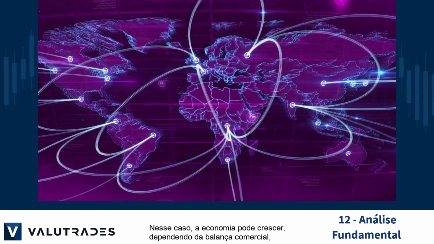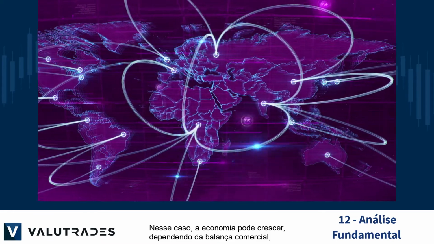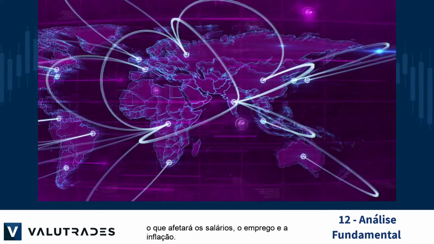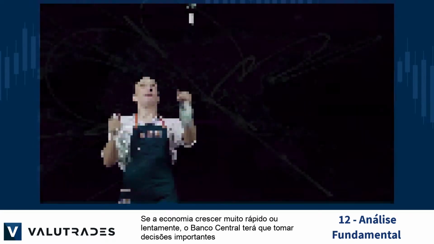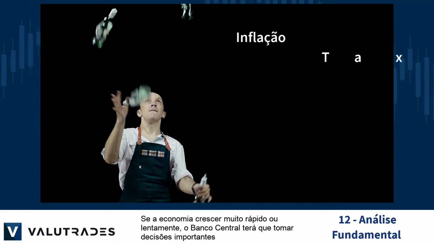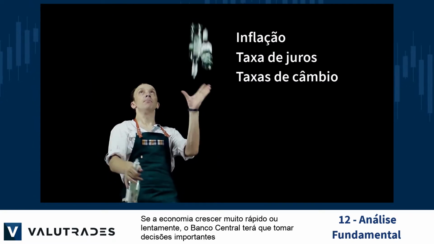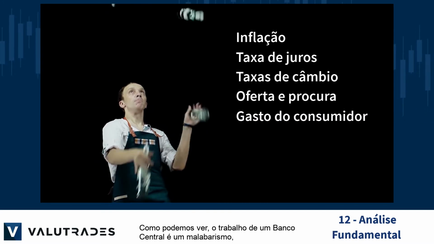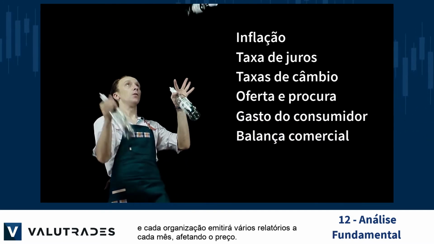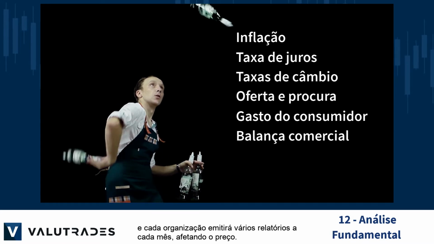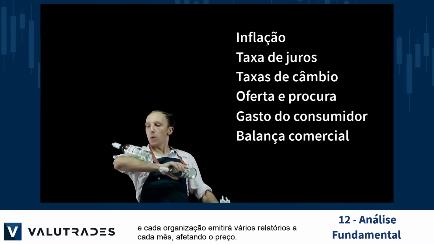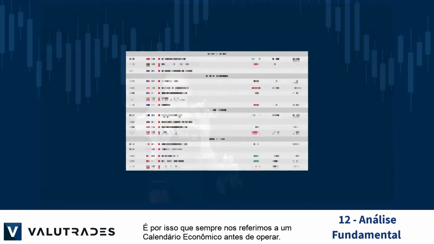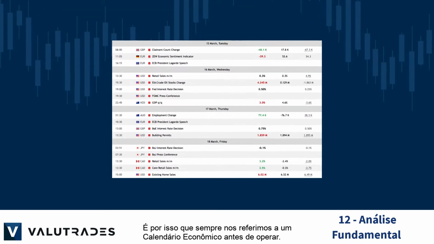In this case, the economy may grow depending on the trade balance, which will then affect wages, employment, and inflation. If the economy grows too quickly or slowly, the central bank will then have to make key decisions about interest rates, investments, and bond buying. As we can see, the job of a central bank is a juggling act, and each organization will issue several reports each month affecting price. This is why we always refer to an economic calendar before trading.